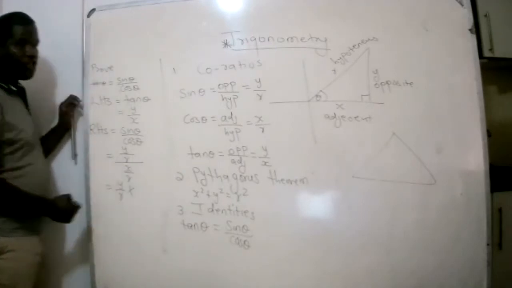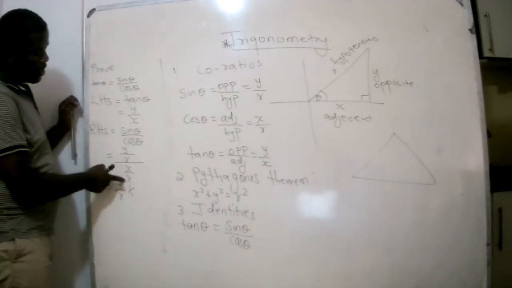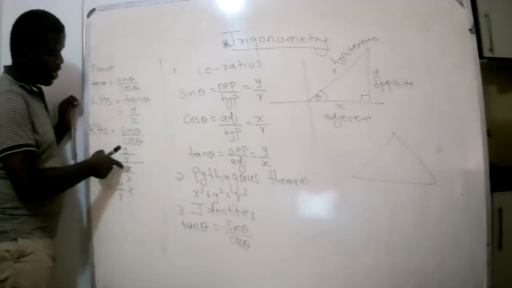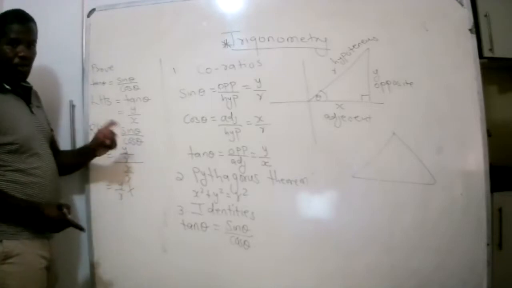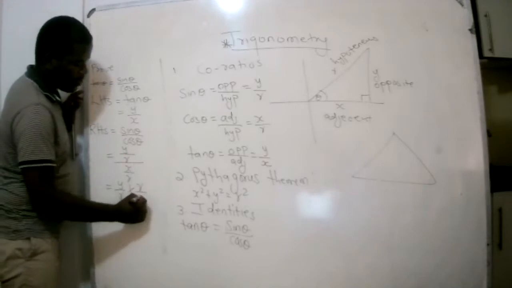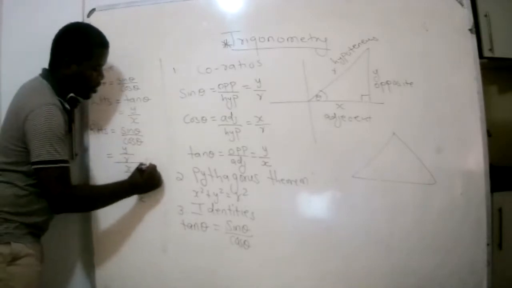When we change it to multiplication, the terms in the denominator change position. So x goes after r, and r goes after x. They change position. So in this case, we have r divided by what? Divided by x. That is the reciprocal theorem.